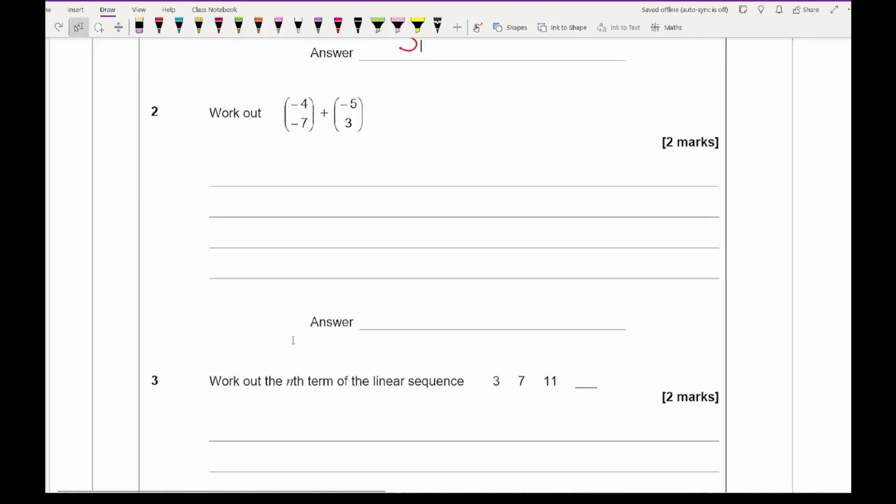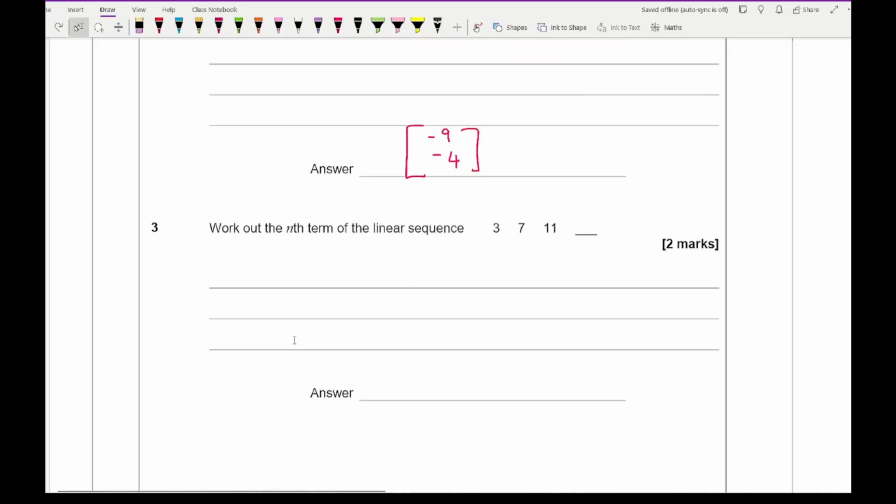Then for question 2, here we're doing some vector calculations. So here we've got no scalars or no numbers that are being multiplied outside the bracket. So this is simply going to be minus 4 plus minus 5 and minus 7 plus 3. Well, a plus and a minus become a minus, so minus 4 minus 5 is minus 9, and minus 7 plus 3 is going to equal minus 4. So my answer is going to be minus 9, minus 4.